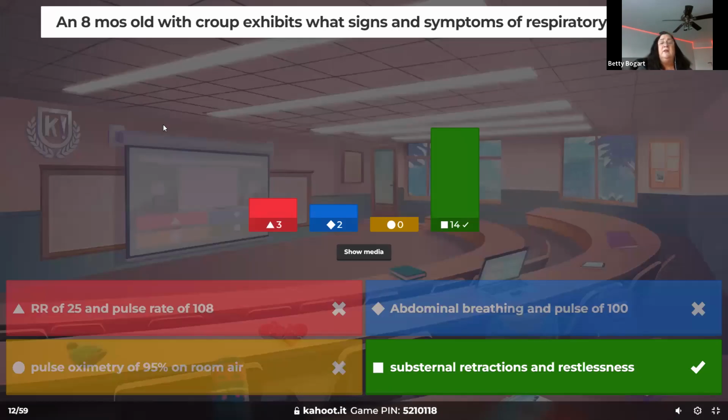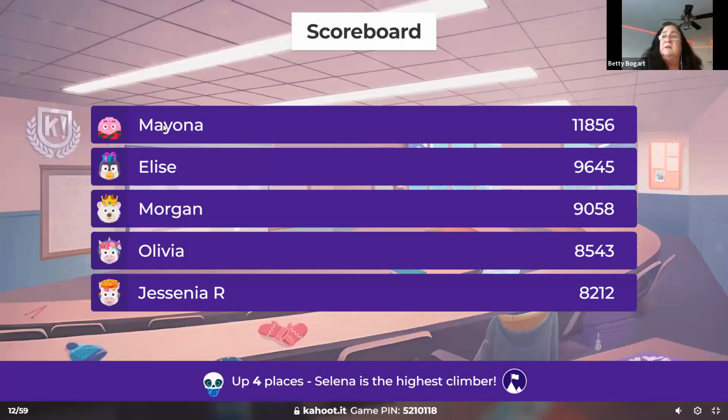What you're going to see is those retractions and restlessness because of the hypoxia that's going on. Respiratory rate of 25, that's absolutely slow, so we're fine. O2 sats, that's great. Pulse of 100, abdominal breathing, this kid is still calm. That's not any sort of distress.